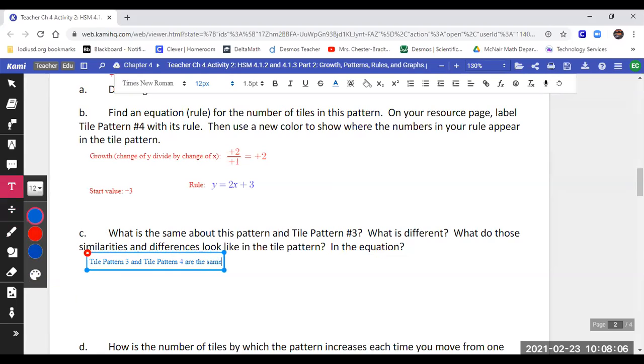What's the same between tile pattern 3 and tile pattern 4? Tile pattern 3 was up on the page just above. Tile pattern 4 we just did.